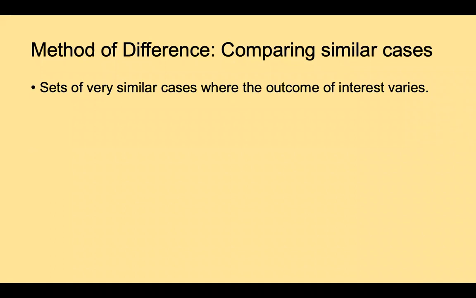When we use the method of difference, what we're doing is we're finding sets of very similar cases where the outcome of interest varies. And so in this case, the outcome of interest is economic voting. And typically in country level studies, as we learned last week, economic voting is measured in terms of the incumbent vote share. And typically, different economic indicators are used to try to capture some part of the economic reality that is considered to be relevant to the vote outcome in the election.